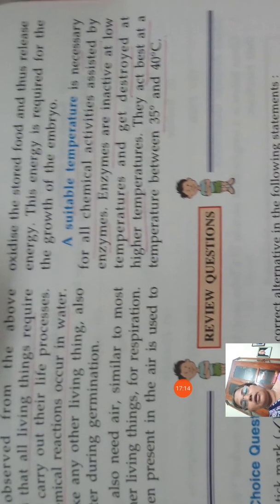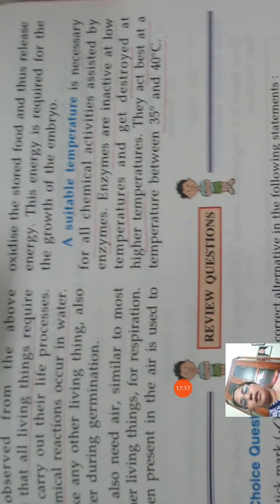Many enzymes are initiating the chemical activities inside the seed. If the temperature is too high, the enzymes that initiate the chemical reactions inside the seed for its growth will be destroyed. In high temperature, the enzymes will be destroyed. If the temperature is too low, the chemical reactions will not take place, or the enzymes will be inactive. So suitable temperature is also necessary for the seeds.